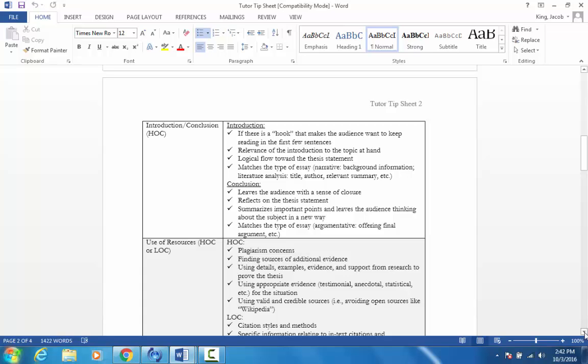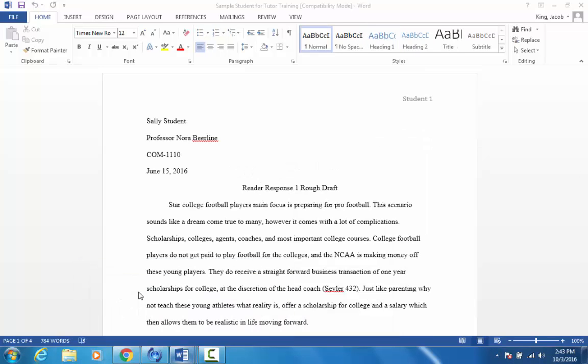While comma splices and run-on sentences and things of that nature are very important, and we do want to address those, your job is not to simply be a proofreader. It's to really help the student through the writing process and get to a clearly developed thesis statement and a well-organized essay. So speaking of thesis statement, if I were tutoring this particular student right here, after reviewing the assignment sheet, the next thing I would look at would be that thesis statement. Because the thesis statement is the foundation for the entire essay.